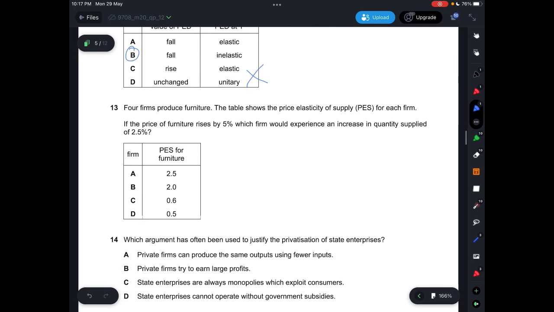Question 13. 4 firms produce furniture. The table shows the price elasticity of supply for each firm. If the price of furniture rises by 5%, which firm will experience an increase in quantity supplied of 2.5%?